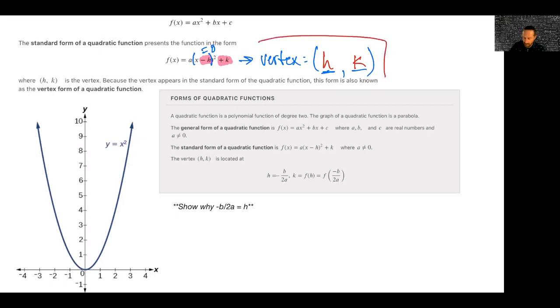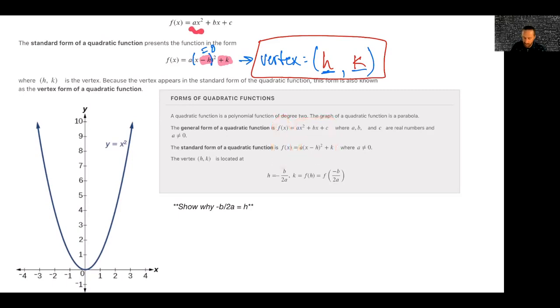So now that we have that, let me show you why the generic form can also be used, even though we don't necessarily want to use it, to find that vertex, that key value where it changes directions. As you can see here in some of the notes that we've written up, in that generic form versus that standard or vertex form, we know that their y values are equivalent.